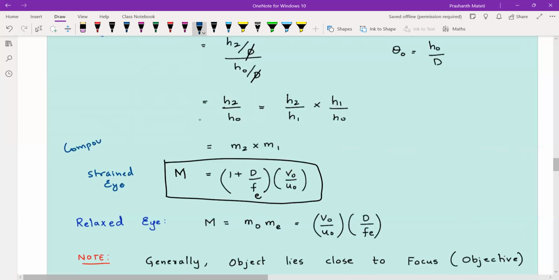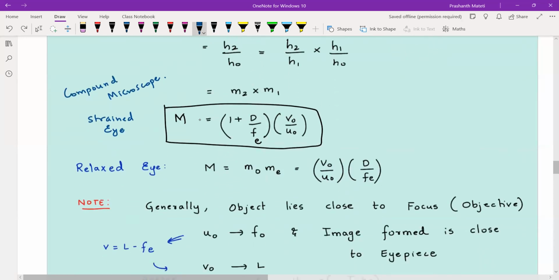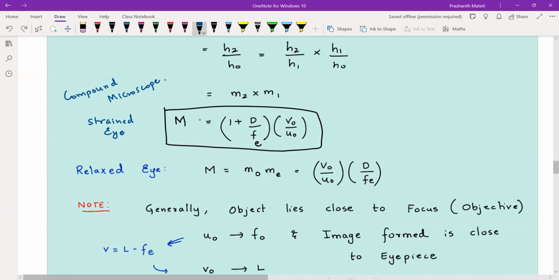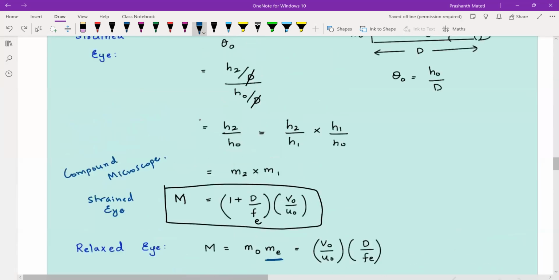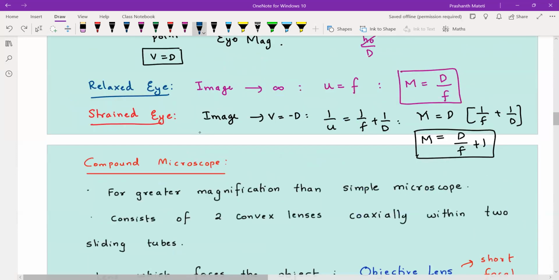For the compound microscope, again we have two formulas: the magnification for the strained eye and for the relaxed eye. The two lenses produce their own magnification, VO by UO into D by F. So this part becomes D by F, right? For a simple microscope, we have just seen the formulas. For a relaxed eye, the magnification produced by the lens is D by F. For a strained eye, it is 1 plus D by F.